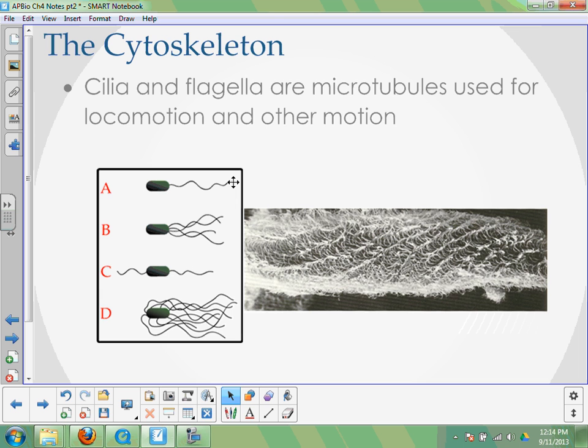But flagella in general are long and fairly few in number, as opposed to cilia, which we see here. This is an external picture from a scanning electron microscope of the outside of a paramecium. And you can see it almost looks hairy. And each one of those tiny little hair-like structures is a cilia. Well, both cilia and flagella are basically the same structure. They're both microtubules, very tiny little tubes on the outer surface of the cell, but they're both involved in motion.